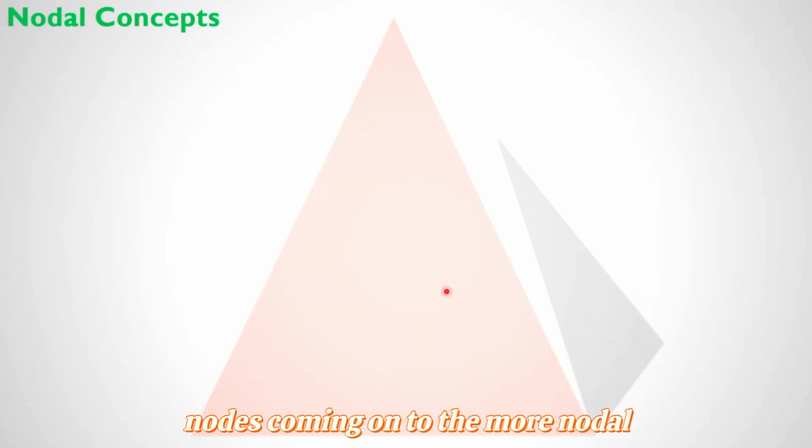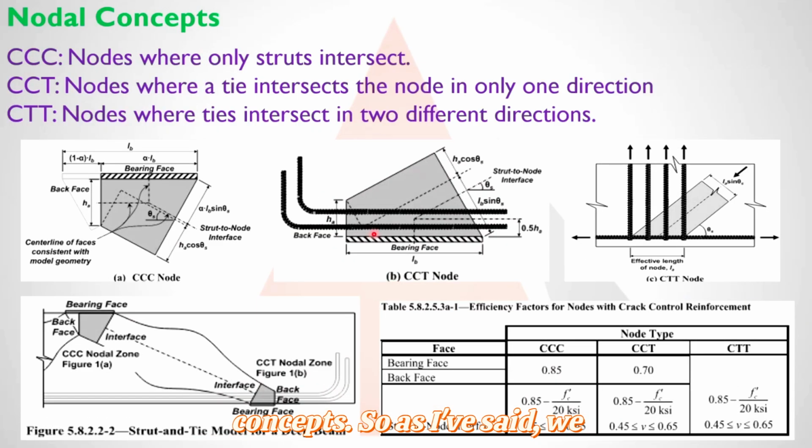Coming on to more nodal concepts. As I've said, we will learn about the efficiency factors. First is CCC, where only struts intersect. Second is CCT, nodes where a tie intersects the node in only one direction. And third is CTT, where ties intersect from different directions and one compression strut, C, is there.